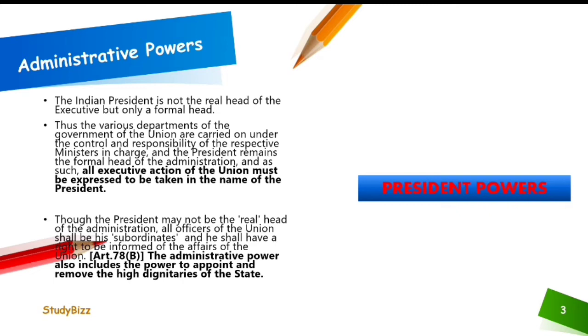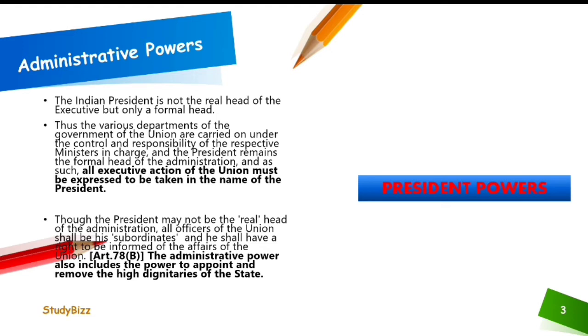If we look at the administrative powers, the various departments of the government of the union are carried on under the control and responsibility of the respective ministers in charge, and the president remains the formal head of the administration. So we have the administrative wing and the bureaucrats vested with the powers of administration, and this is carried out under the departments of certain ministries, and accordingly all these ministries and departments carry out these functions in the name of the president and regard him as the formal head of this administration. So all executive actions of the union must be expressed to be taken in the name of the president.